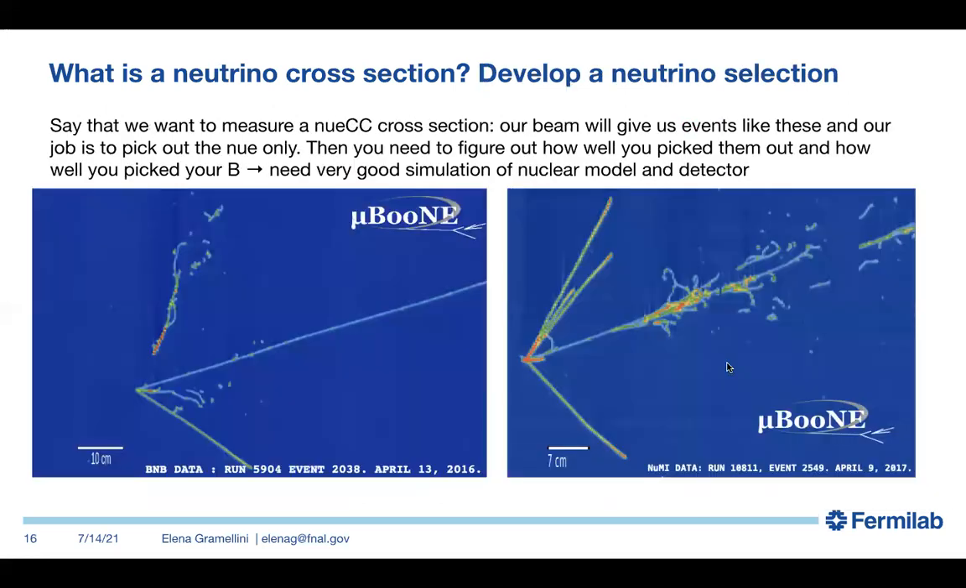Okay. So when we were talking about developing a selection and this idea of background versus signal, if you're doing a NUE search, you actually want to pick out events like this, but writing an algorithm that picks out events like this versus events like this, which is your background, might be kind of challenging. So you really need a very good simulation of both your detector and how well you know your selection, but also of the nuclear model in some sense, or how your neutrinos are looking in your detector, in order to write the algorithms that pick out this type of events.